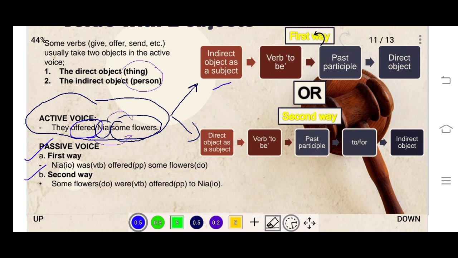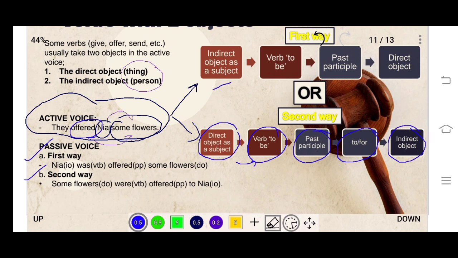How about the second way? This can only be used if there are two objects in the active voice, the indirect object and the direct object. So the second way is, let's take the formula: direct object, then verb to be, then past participle, and then the word to or for, and then the indirect object. Let's take a look.